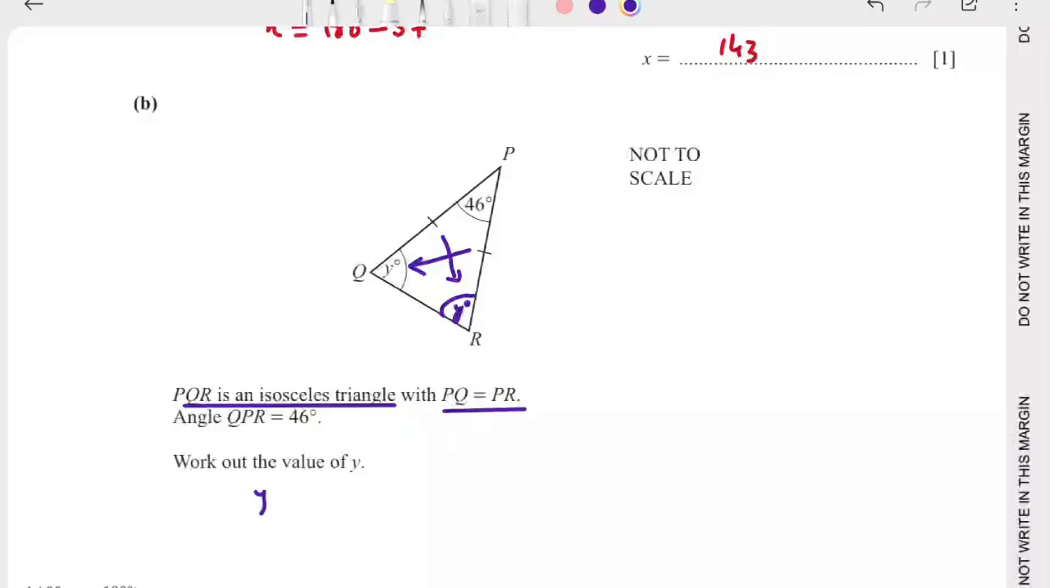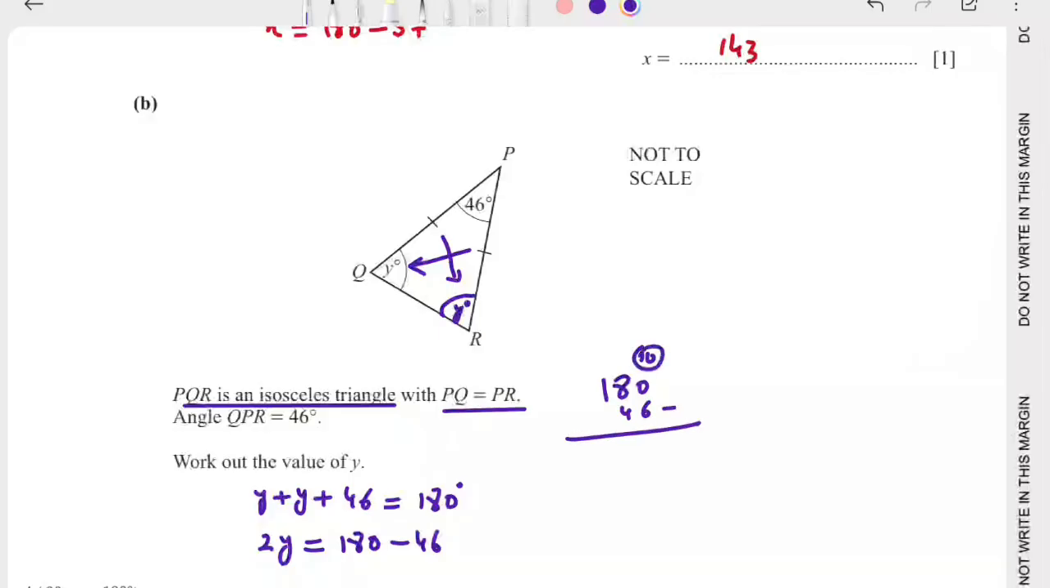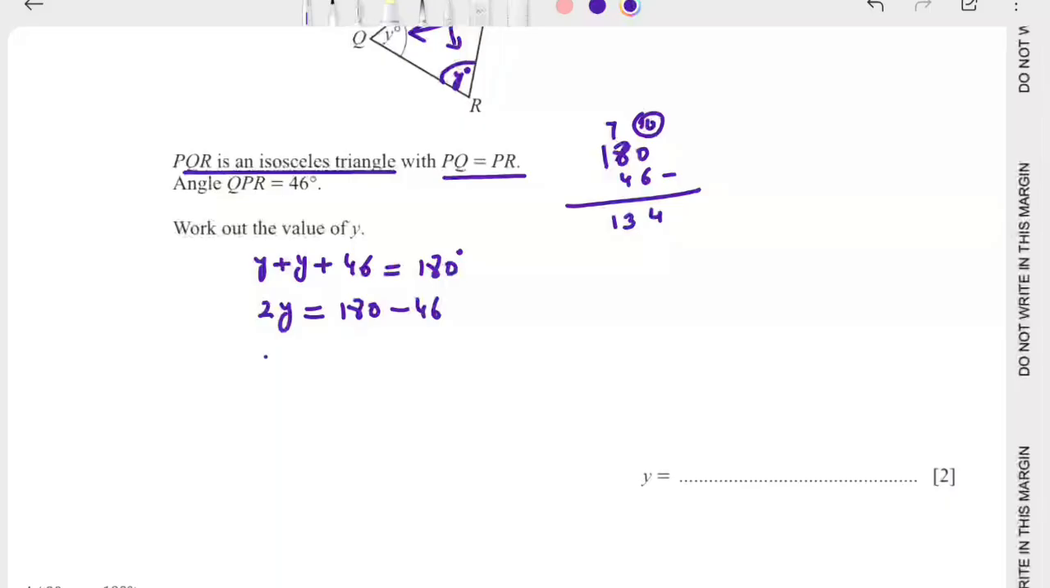So y plus y plus 46 is equal to 180 degrees. So 2y is equal to 180 degrees minus 46. 180 minus 46 would be, we have to take one carry, 4, 7, 3, 134. So 2y is equal to 134. Divide both sides by 2. So this becomes 134 divided by 2.